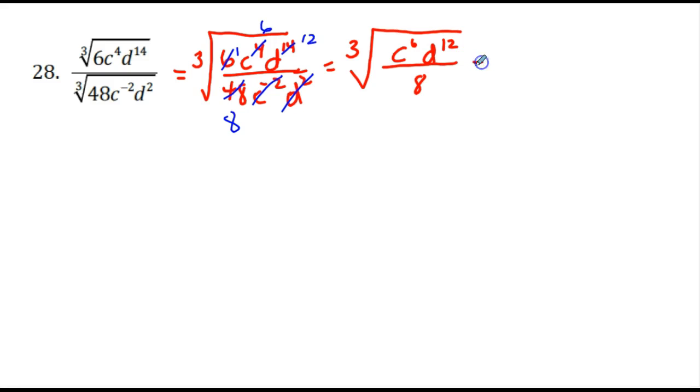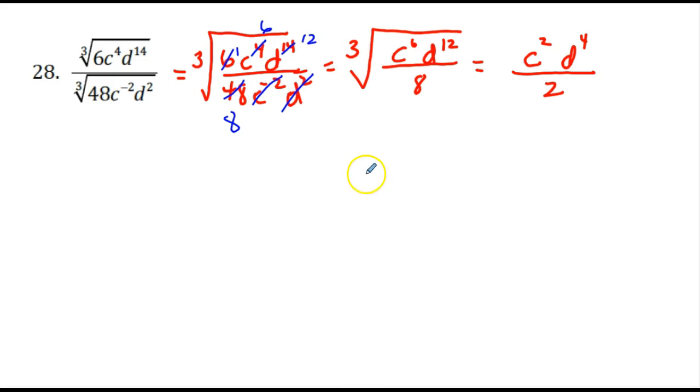So I need to take the cube root of 8 in the denominator, which I know is 2, and the cube root of c to the 6th, which will be c squared, and the cube root of d to the 12th, which will be d to the 4th. Now you might be wondering, how did I figure out the d to the 4th and the c squared? Easiest way to figure this out is to take the exponent and divide it by the root.